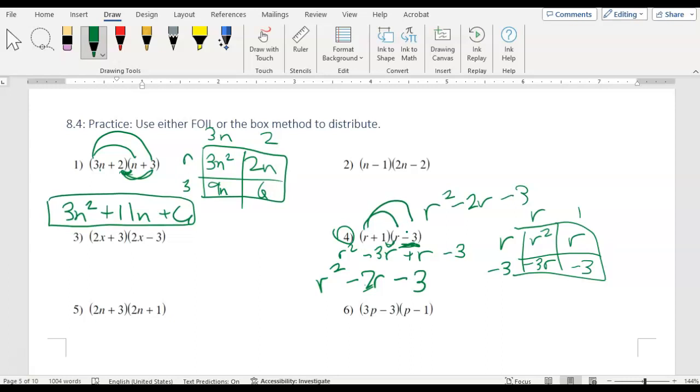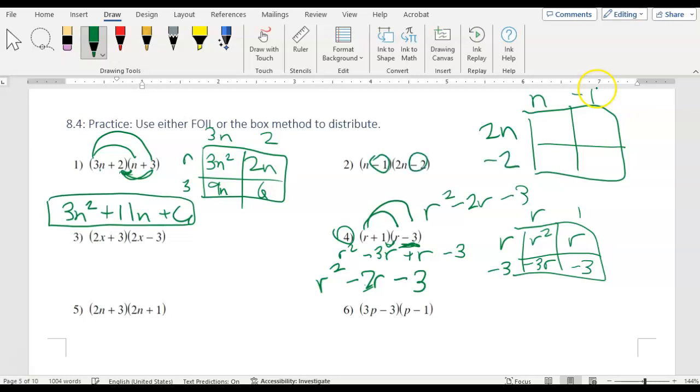You'll notice here, you should end up with a positive 2 in there because you're going to have a negative times a negative. I'll show you this one too as well really quickly. So n minus 1, 2n minus 2. Again, that negative sign stays with the number that it is with. The negative in front of the number is part of that number. So 2n squared minus 2n. N times negative 2 is negative 2n. And negative 2 times negative 1 is positive 2. All right, so now we can combine: 2n squared minus 4n and plus 2.